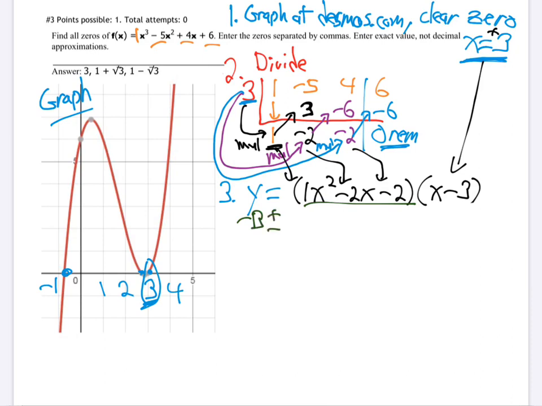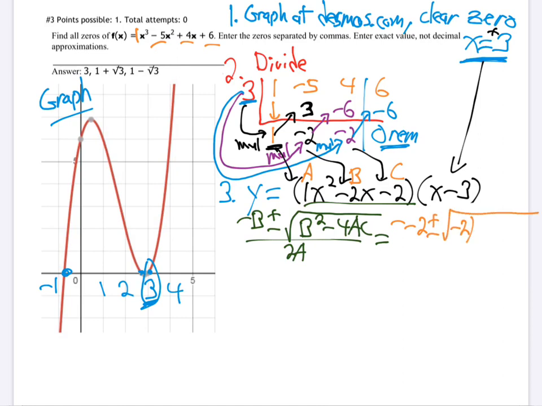It's always step 3, negative b plus or minus the square root of b squared minus 4ac all over 2a. So we have here's the a, here's the b, here's the c. So negative -2 plus or minus the square root of b squared, -2 squared, minus 4 times a times c, which is -2, all over 2a. Okay, what's that? So we got a double negative here. You know that's going to be positive 2.